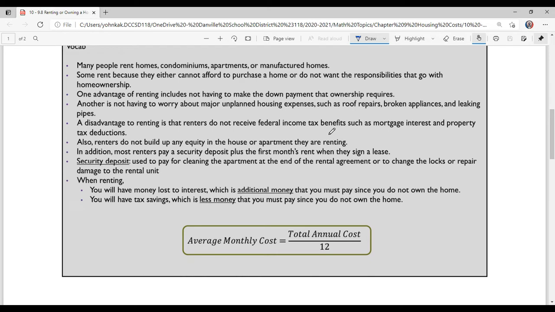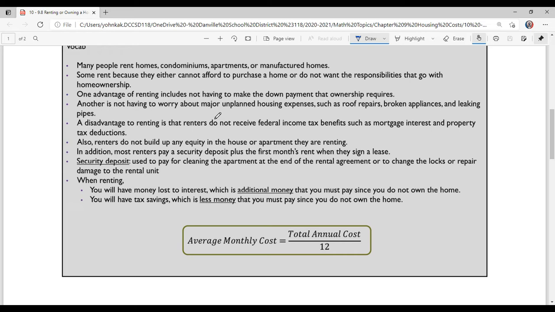In addition, most renters have to pay a security deposit plus the first month's rent when they sign a lease. And that security deposit is used to pay for cleaning the apartment at the end of the rental agreement, or to change the locks, or to repair damage to the rental unit. Sometimes when you rent an apartment, they want the first month's rent, a security deposit, and last month's rent. So each rental agency is different. Sometimes the security deposit is the same amount as the rent for the month. Sometimes it's less, sometimes it's more.